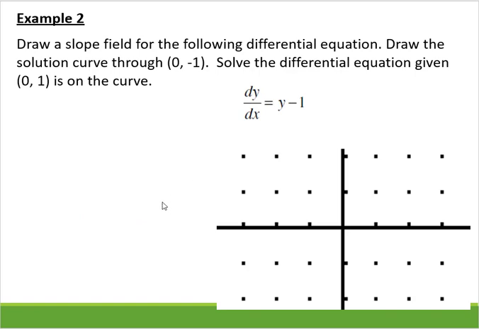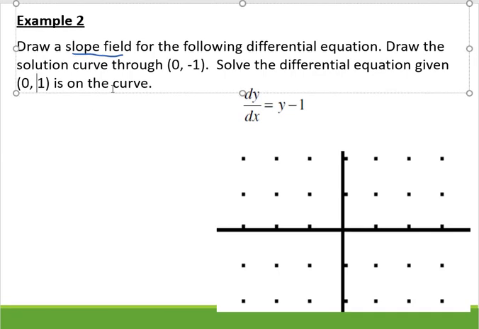Now, if you can't solve the differential equation, so for example here, I don't know how to solve that. Actually, we do know how to solve that, but it's a little bit harder to solve. I want to draw a slope field, okay? And for the following differential equation, draw the solution curve in at negative 1, 0, and then we want to solve the differential given that 0, negative 1 is on the curve, okay? Let me adjust that because I want to make sure that I have this right on here.